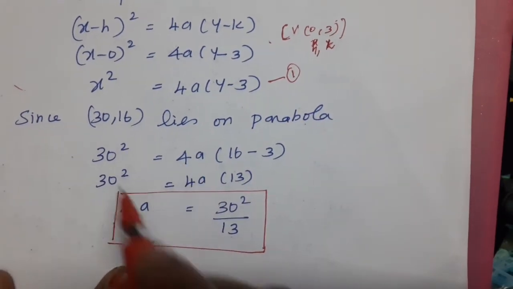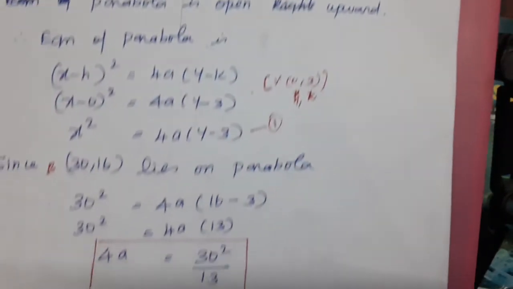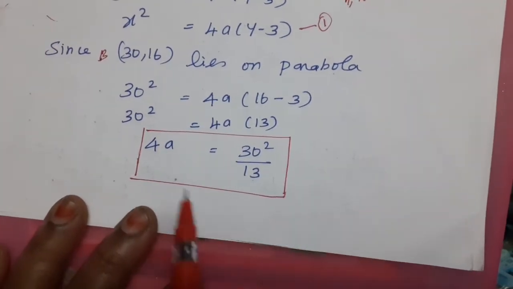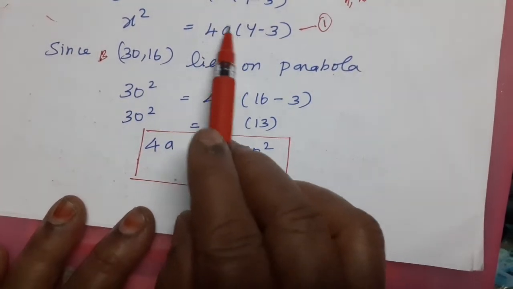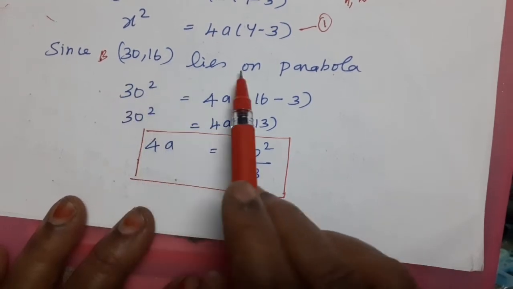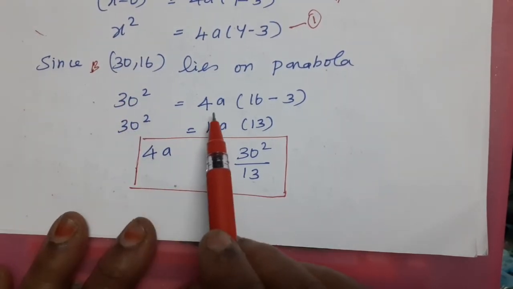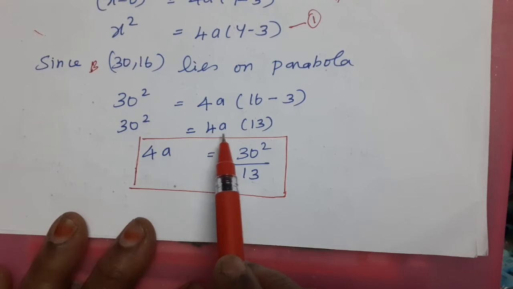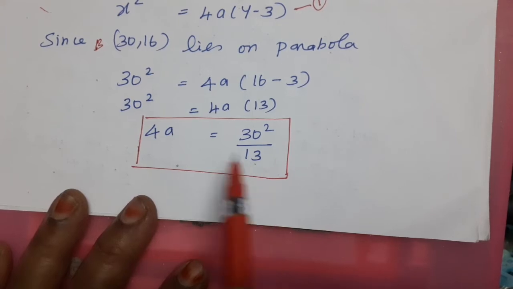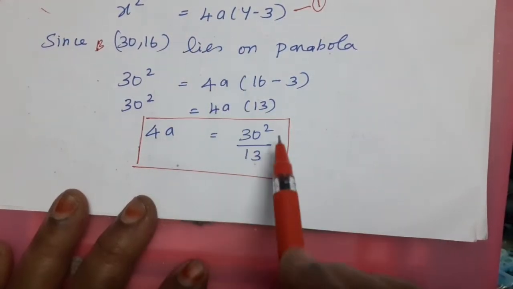Since the point B is 30 comma 16, the point 30 comma 16 lies on the parabola. Usually we first find the a value or 4a value, and then substitute the 4a value in the first equation. Therefore, the point B of 30 comma 16 lies on the parabola. 30 square equal to 4a into 16 minus 3. That is 4a into 13. So 4a equal to 30 square divided by 13. Now we are going to substitute the 4a value in equation 1.